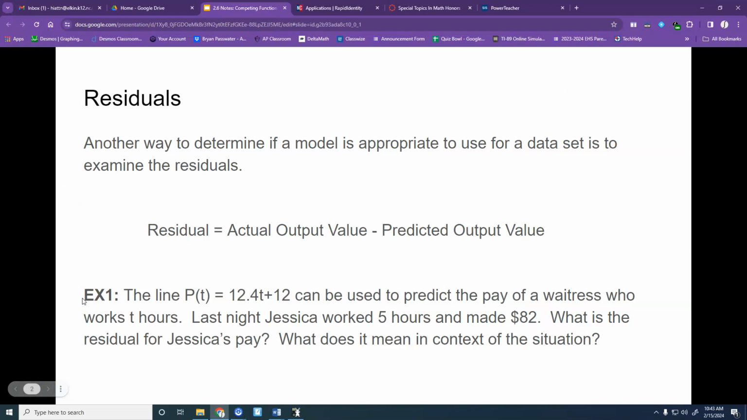So one thing that we're going to look at to help us today is residuals. And we already talked about residuals just a little bit whenever we were doing those regressions in Unit 1. A residual is going to be the actual output value minus the predicted output value. Predicted is the one that comes from your equation, right? So actual minus predicted. For example 1 here, we have the line P of t equals 12.4t plus 12 can be used to predict the pay of a waitress who works t hours.